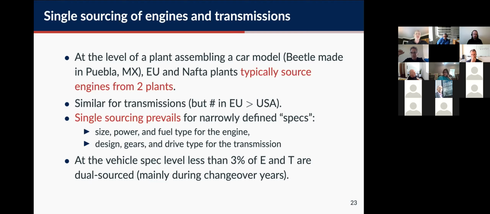So when I go to the model, essentially our empirical framework is one that's going to assume cost minimization. So we're not going to deal with any issue related to markup. We're just going to assume that the number of cars demanded in a particular destination is not going to change. And we're just going to ask the question about sourcing. Where do you want to source assembly? And conditional on assembly, where do you want to get your engine and your transmission from?